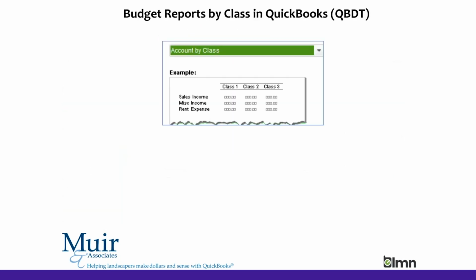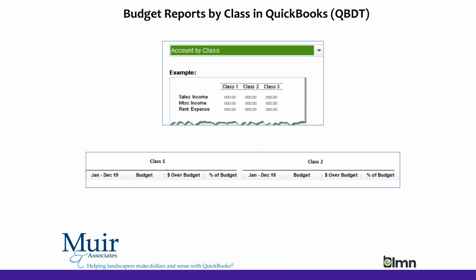A couple other reports that you can see, again, when you're in the desktop, you can do a budget report by class. And that's available in the desktop only. Unfortunately, they don't have it in QuickBooks Online yet. So here's what it would look like. You could have your classes as your columns and then your accounts would be on the left. You can see that I've got class 1, and then I've got the time frame and budget, whether I'm over or under budget, and then the next class. So they show you the class with your different amounts for each class that you've got.